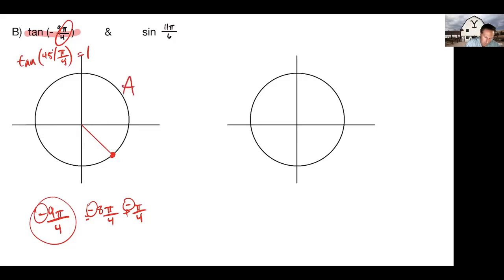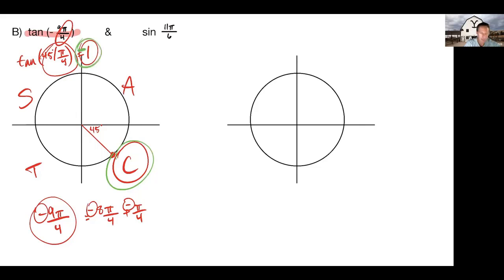And because I know that all students take calculus, and I know that this would be a 45 or pi over 4 angle, then because tangent of that is equal to 1, I know my answer is 1, but because it's here, it's going to be a negative 1 as my final answer.